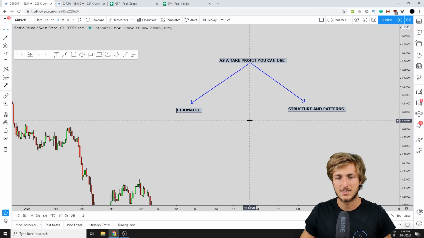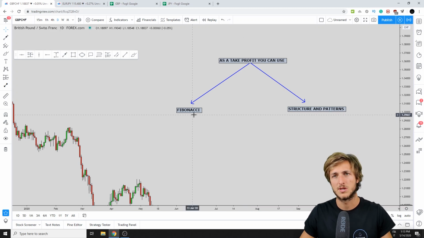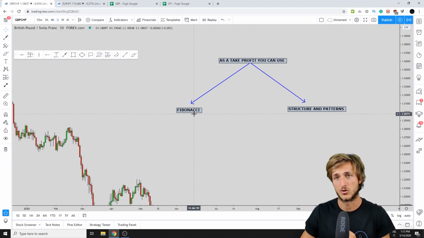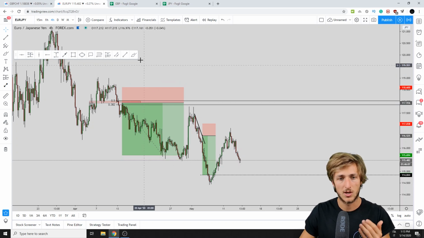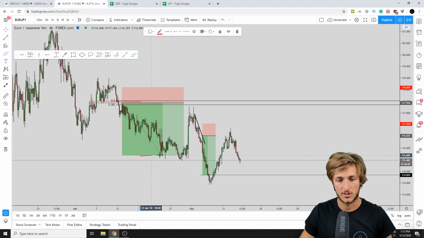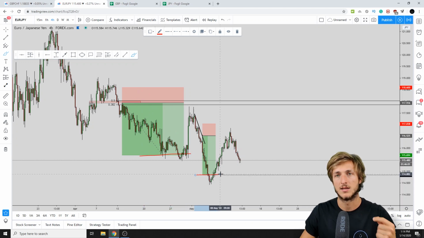Now, let's start with Fibonacci. To explain how you can be setting your targets by using Fibonacci, let's take the trades that we executed with students last week, okay? The trades that we executed on Euro JPY with students. Why was our take profit exactly here and why was our take profit exactly here?